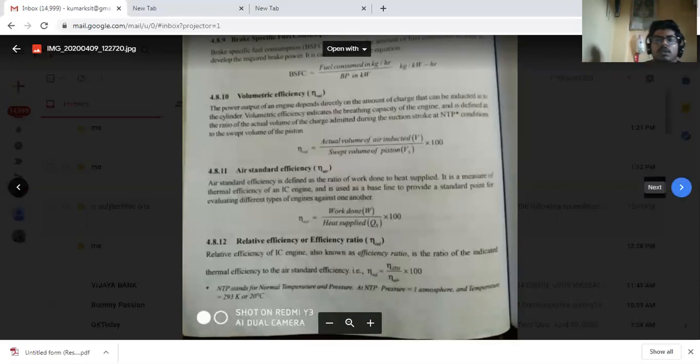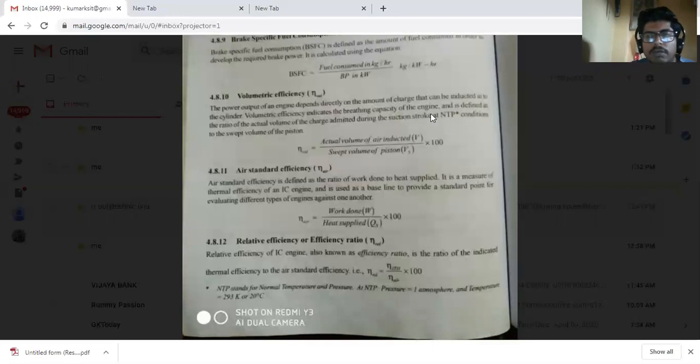So this is about the performance testing of IC engines. These are the parameters essential to know the performance of IC engines as per the specifications of the manufacturer.